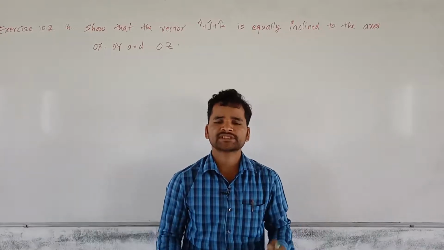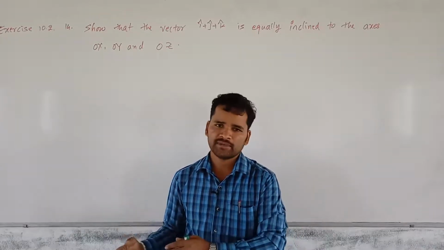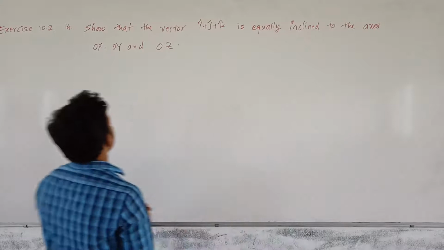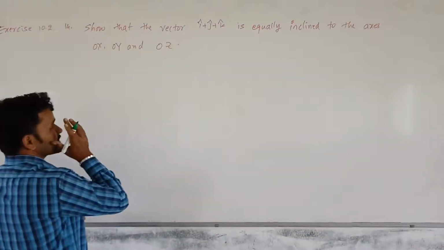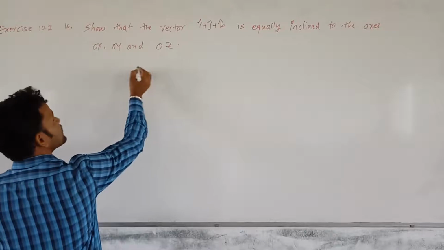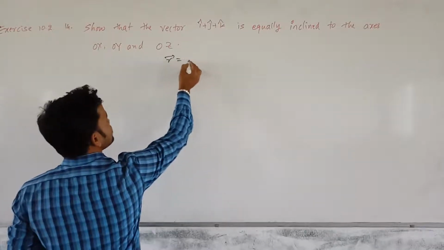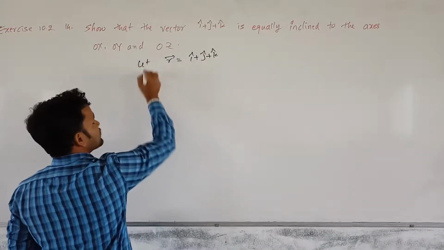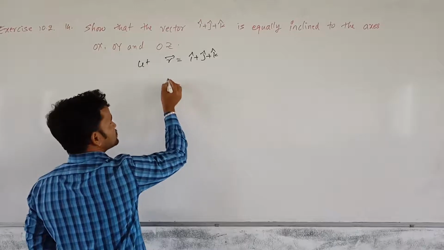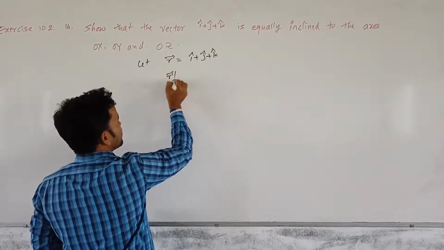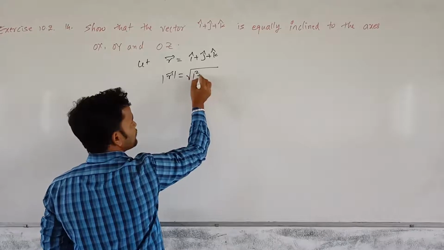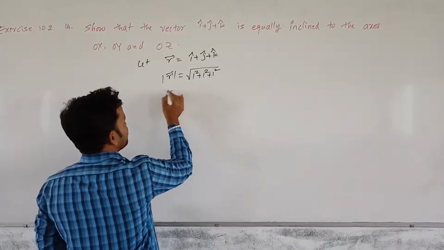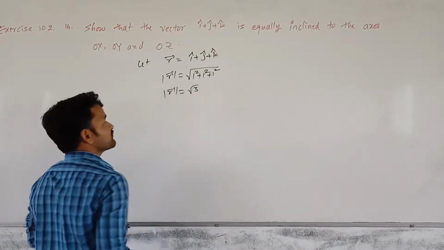Here let us find out alpha, beta and gamma, so that we can write the angles made by the vector. Now cos alpha, cos beta, cos gamma are nothing but direction cosines. Let us find all those. Let vector r be equal to i plus j plus k. To find out direction cosines, we need the magnitude. Let us write the magnitude also. Magnitude of vector r is equal to square root of 1 square plus 1 square plus 1 square. This is square root of 1 plus 1 plus 1. Magnitude of vector r is equal to square root of 3.